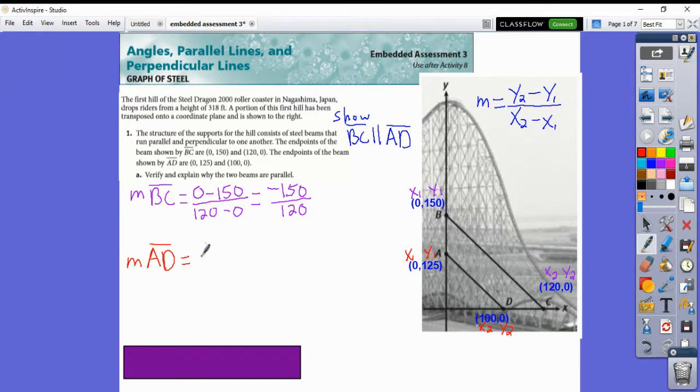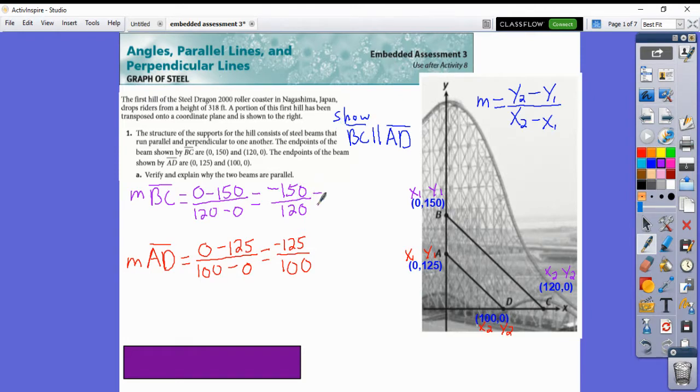We've got y2, 0, minus y1, 125, divided by x2, which is 100, minus x1, which is 0. So in the numerator, we get negative 125 over 100. Okay, so how does this help us? Because right now it's hard to see what the relationship between these two slopes is because they're unreduced fractions.